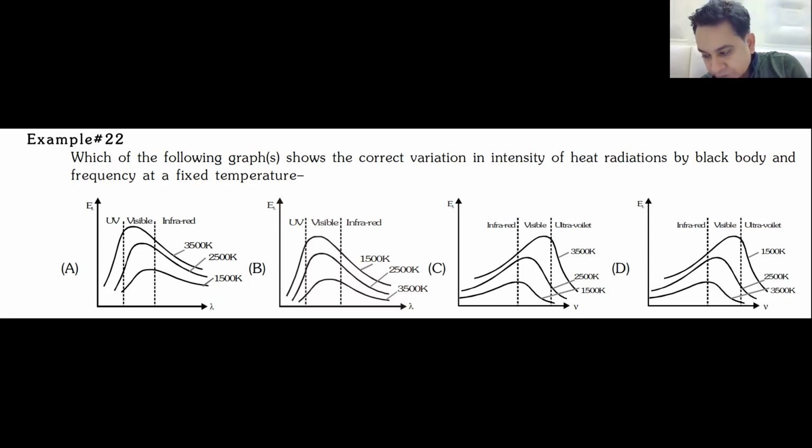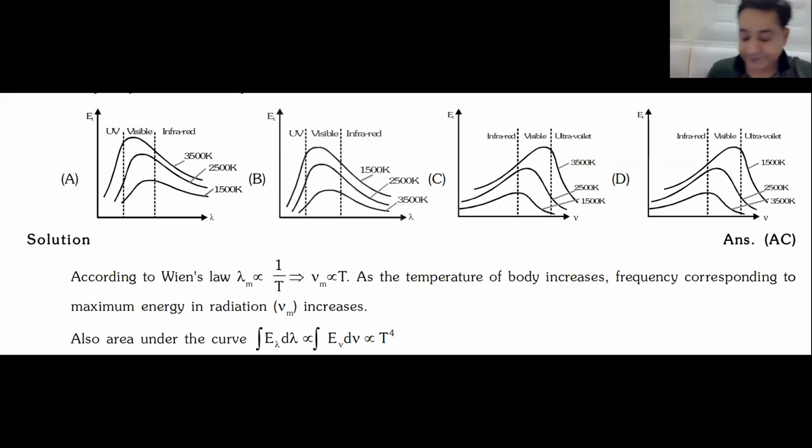Sir, BC. B and C. No, that is not right. A and C. A and C are correct. Wien's displacement law, yes or no? Lambda is inversely proportional to T. That means frequency is directly proportional to T. Just apply that formula and you will get your answers. Yes or no? Yes, sir.